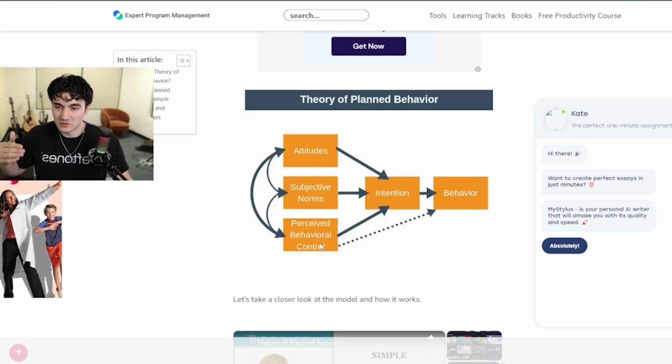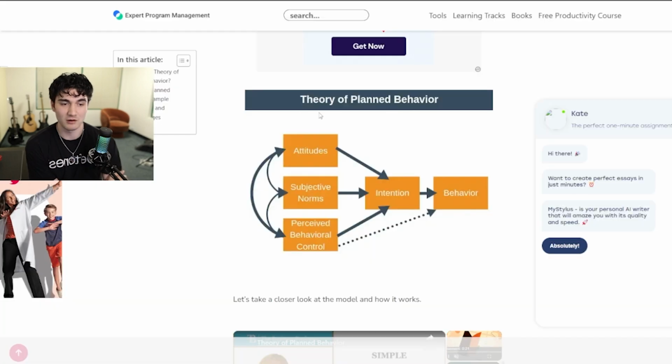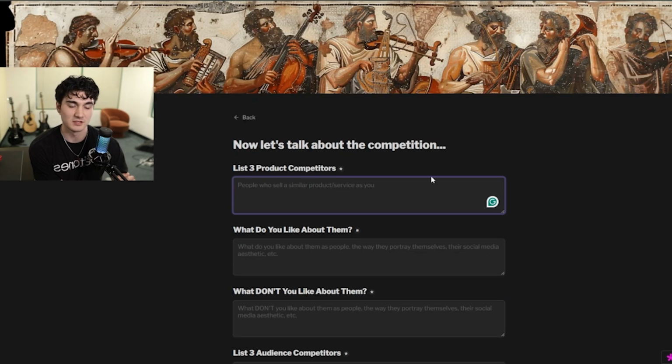But once you give those kids the quick wins, they can get the confidence and believe that they can actually do it. So then everything leading to the intention will be positive. And once everything is positive, it will lead to the behavior of the actual purchase. So that's why we have these 3 questions in here. It's to gauge where we're at with the theory of planned behavior. So now moving on to the next part, let's talk about the competition. This is my favorite part right here.